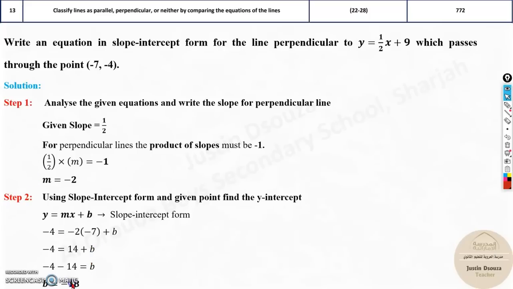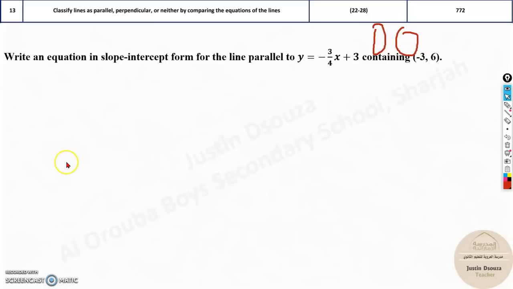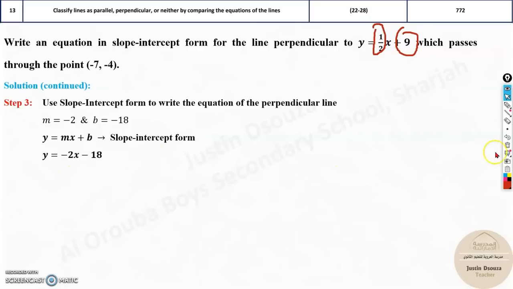We got the slope, we got the intercept. Now you can write the equation. See, the slope is known, the intercept is known. Just write y is equal to the slope times x plus the intercept. Now use the slope intercept form again. We know m and b for the perpendicular line. So just substitute these values, class. That's the answer. This is how we find it.